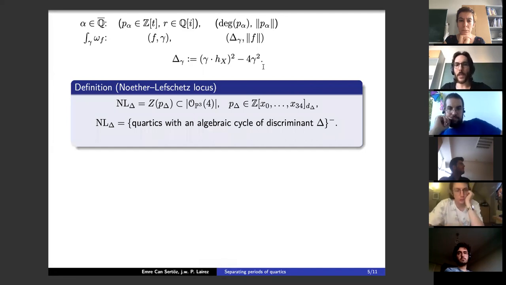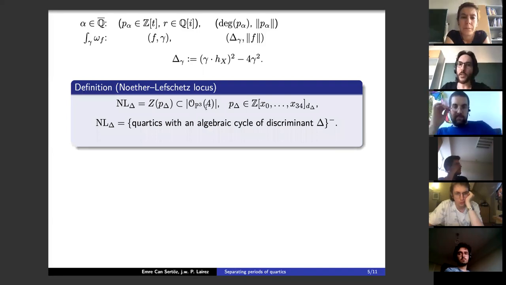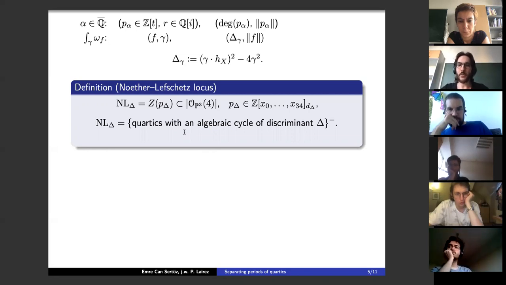To delta, I associate now another polynomial. To delta, I associate first the hypersurface in the space of quartics. The space of quartics is a P34. It's a projective space of dimension 34. And the Noether-Lefschetz locus will be the set of quartics which have an algebraic homology class which has discriminant delta. And in general, this is a hypersurface. If not, it's empty or everything. So it's cut out by a polynomial P delta. It in fact has integer coefficients in 35 variables, and it has a degree, which I will call D delta.